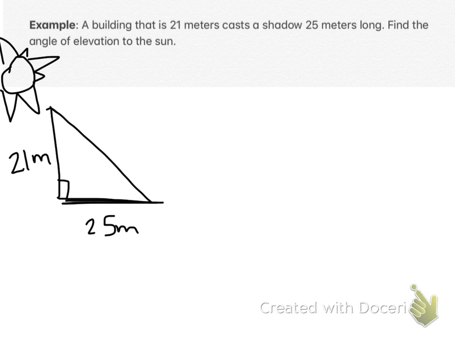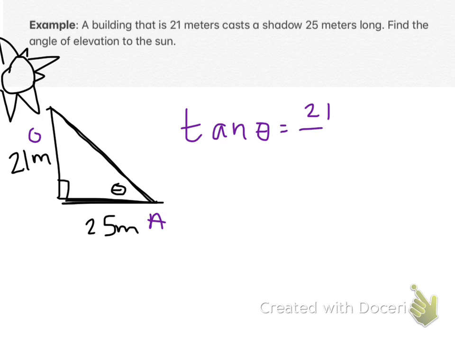A lot of times students think that this is the shadow. A shadow has to be seen on the ground, so it can't just be in the air. And they want to know the angle of elevation to the sun. So the angle that we're looking for would be that angle right there. So in terms of the two pieces, I know this is opposite and I know this is adjacent. So again, we're going to be using tangent. So tangent of theta equals 21 over 25.